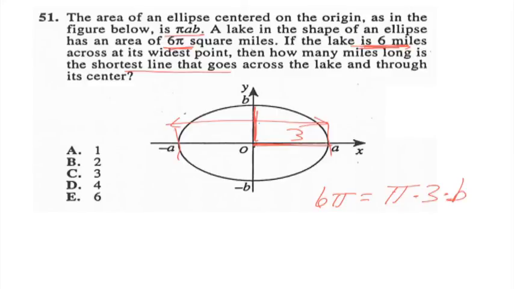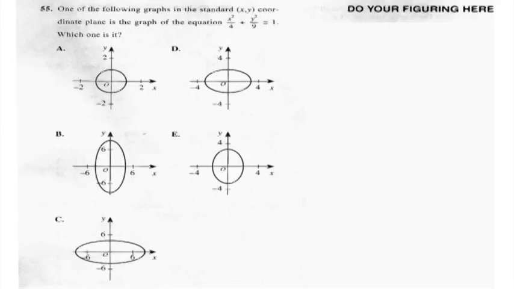I don't know what B is yet. So the pi's cancel, and when I divide 6 by 3, I'll get 2 is equal to B, making this value 2 over here. So it wants to know how wide is it. Well, if it's 2 to there, it has to be 2 to here, making it 4 all the way across, or 51. The answer is D.